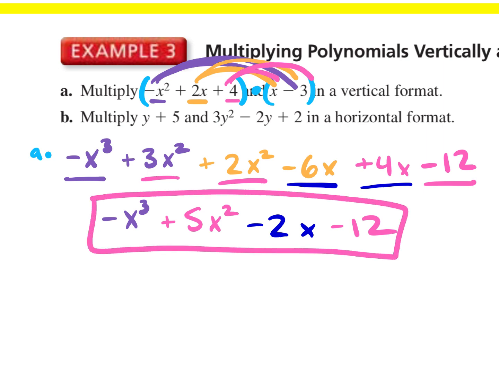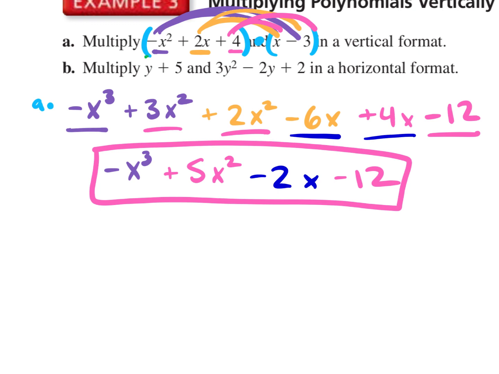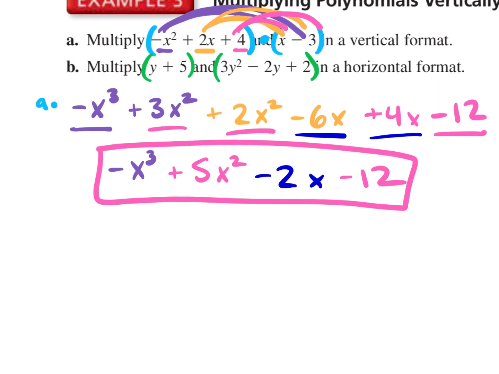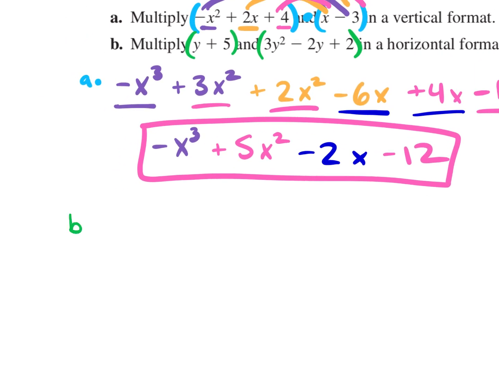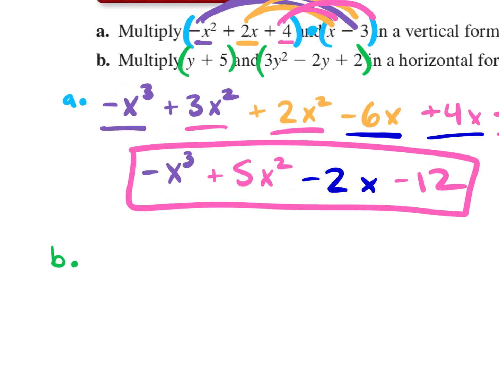All right, let's take a look at B. So again, we are multiplying. I have my first polynomial and my second. So we just have to make sure everything in the first group gets multiplied to everything in the second. So I'd start with the y. What is y times 3y squared? 3y cubed, perfect. What is y times negative 2y? Negative 2y squared. And then y times 2? 2y.